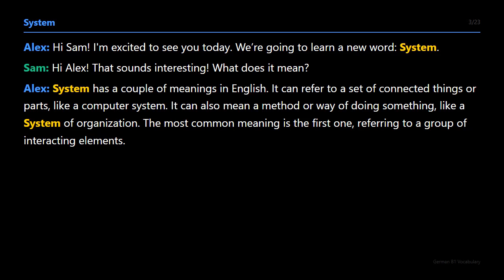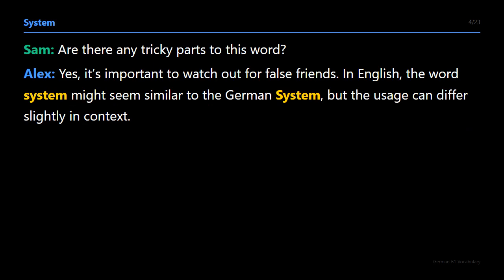Are there any tricky parts to this word? Yes, it's important to watch out for false friends. In English, the word system might seem similar to the German System, but the usage can differ slightly in context.